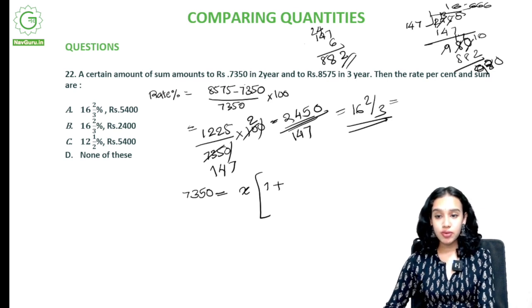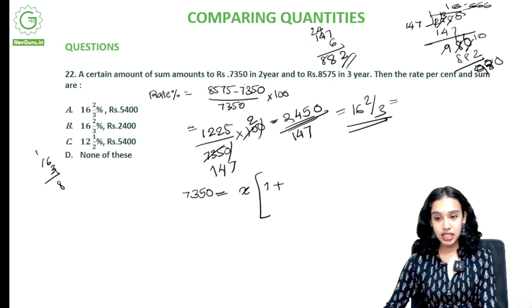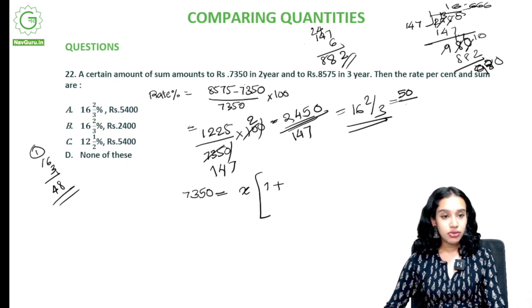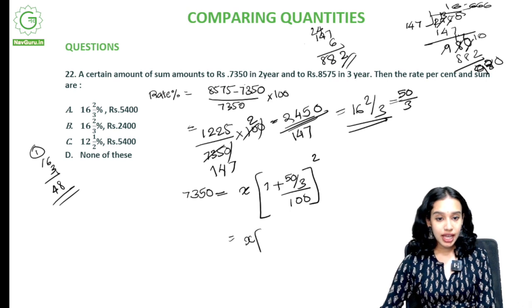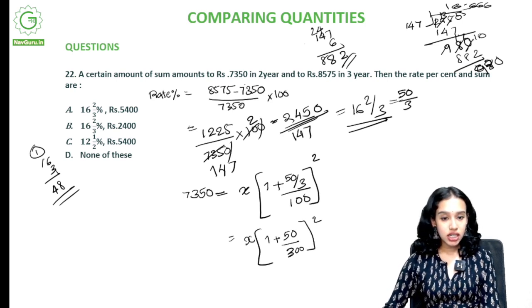16 into 3 is, let's see, 6 3s are 18. 3 1s are 3 and 1 is 4. 48 plus 2 is 50. 50 by 3 it is. So 50 by 3 by 100 in the term of 2 years, right? So raised to 2, which becomes x into 1 plus 50 by 300 into 2. So let's cut this out. 0 and 0, we get 1 by 6.